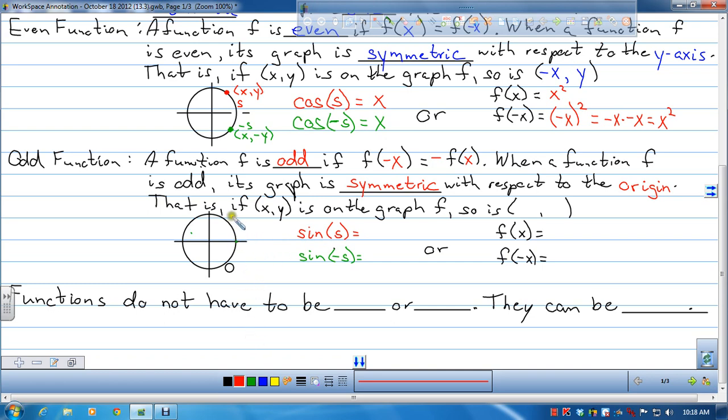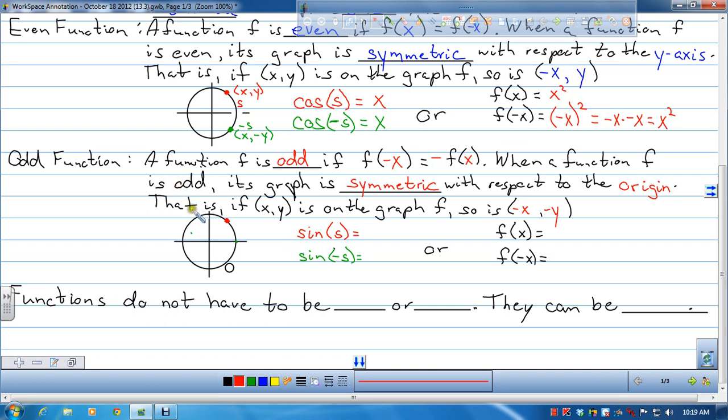If we look at this with the same lines here, what this means is if we have x, y on the graph, then so is negative x, negative y. So when our input is the opposite, then we get the opposite of our output. Whereas up here, when our input was the opposite, we got the same output, right?